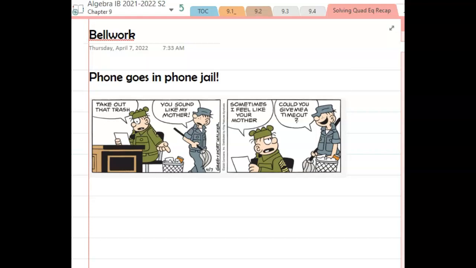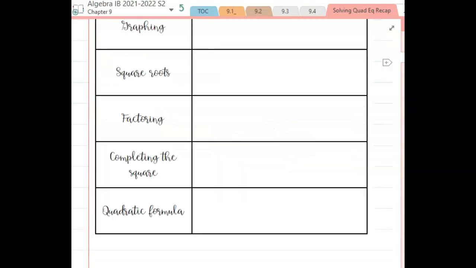Right, so today we are going to take a step back and just recap everything that we've talked about in Chapter 9. We're done covering all the new material in Chapter 9. No more new material. So today we are going to review just how to solve these quadratic equations, because we have learned 5 different methods for how to solve quadratic equations. So we're going to recap all of that.